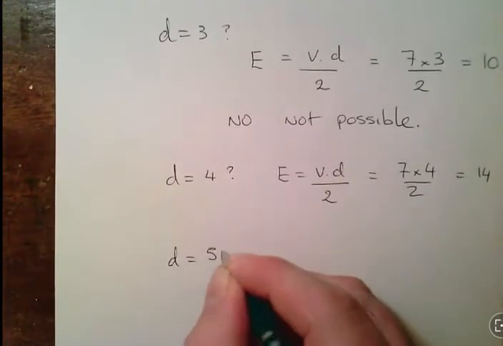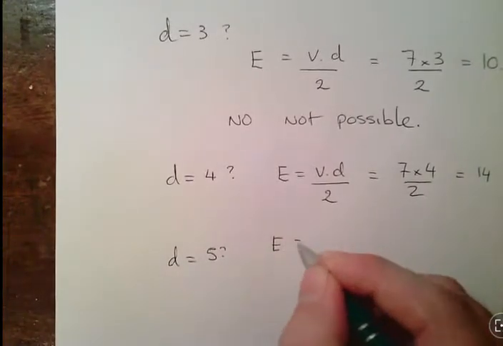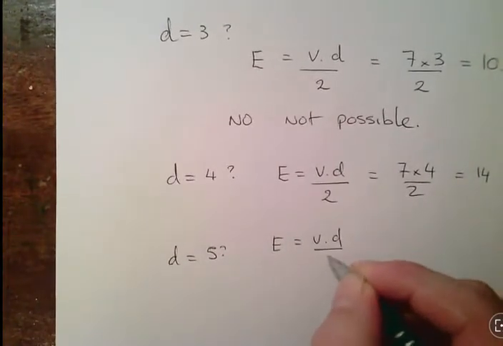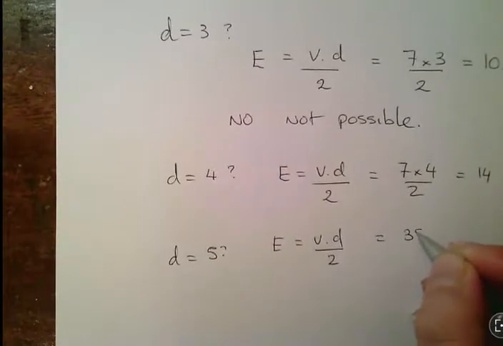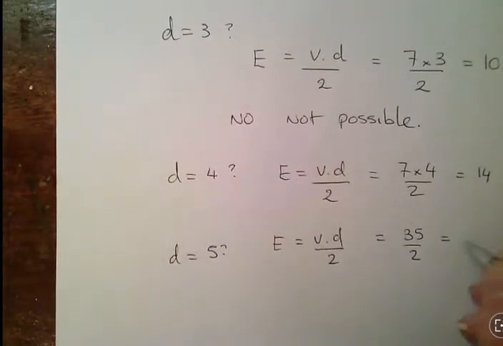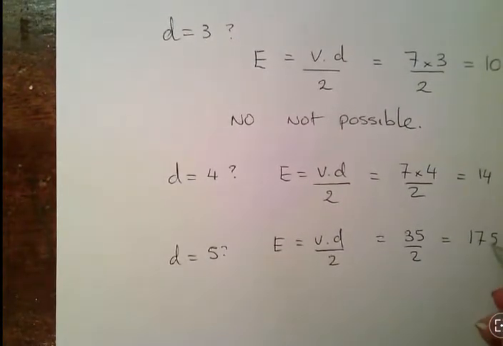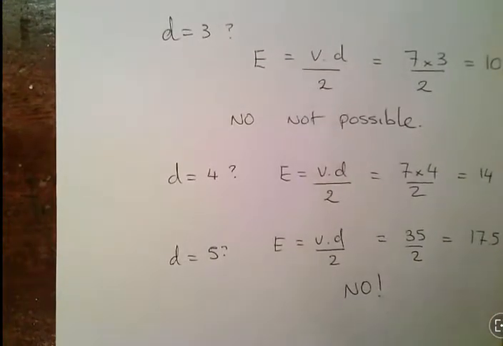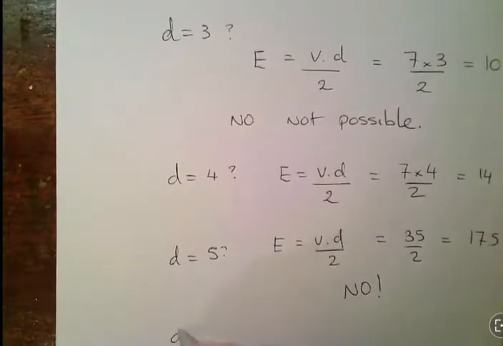Okay, so D is equal to 5. Is that possible? E equals VD over 2. That is 35 over 2. Pardon me if I speed on a bit. That is 17.5. No, not possible. Okay, D equal to 6.